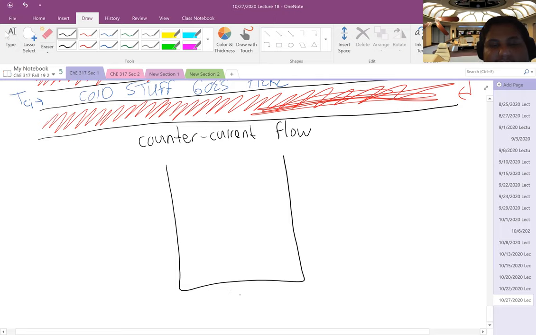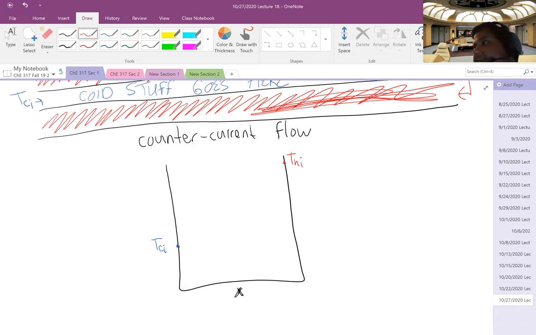And so once again, I want to look at that same graph. But now my cold is coming in on this side, my hot is coming in on this side. And so what do I expect to see in this exchanger?